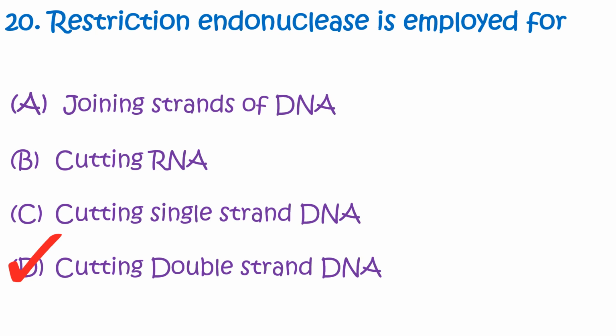These are enzymes isolated from various strains of bacteria that recognize and cleave specific double-stranded DNA sequences, also called restriction sites, with the majority of sites consisting of 4 to 7 nucleotides. Now, the joining of strands of DNA is done by the enzyme called ligase. Ligase is a joining enzyme. The cutting of the RNA is done by the spliceosome.